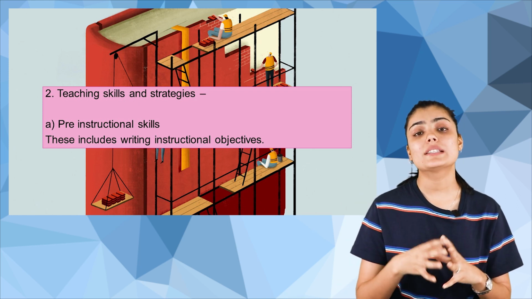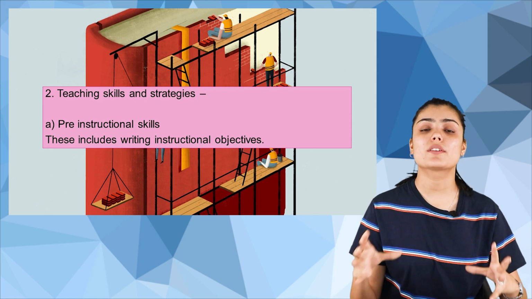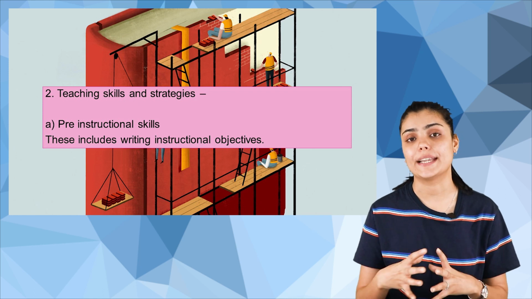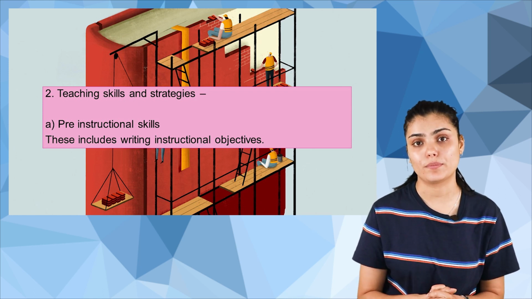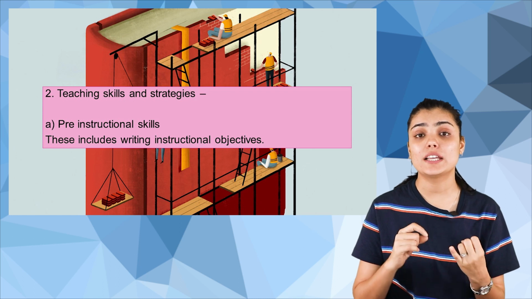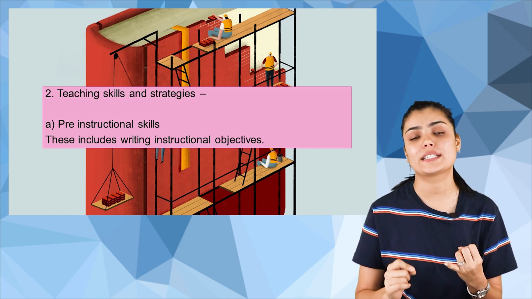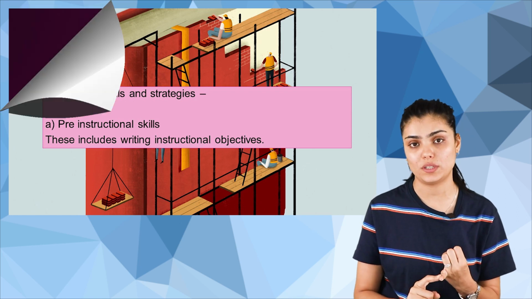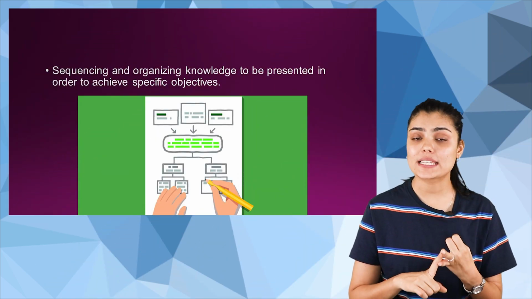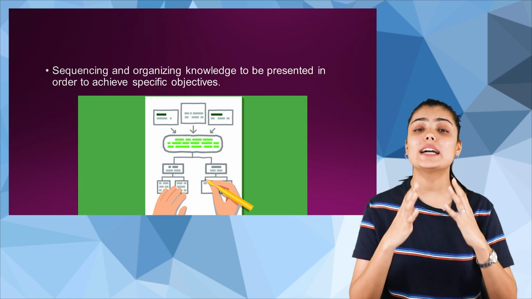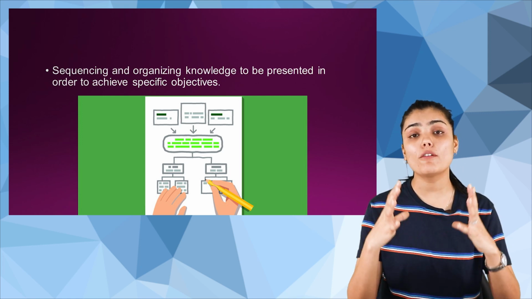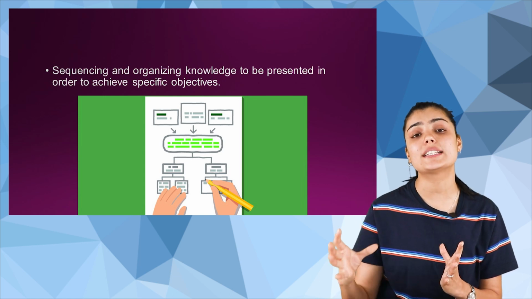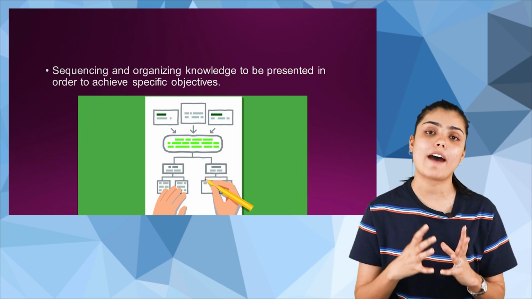The pre-instructional skills usually include the phase where the objectives are written down for the particular content or session. First thing to do in pre-instructional skill is to learn how to write the objectives of the lesson that you are going to teach to the students. The second one is sequencing and orderly arranging the presentation of the knowledge that you are going to deliver to the class in order to attain those objectives that you have mentioned.